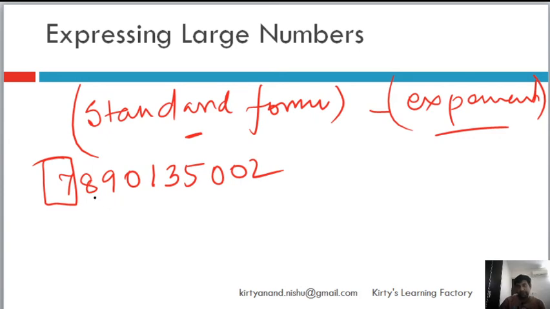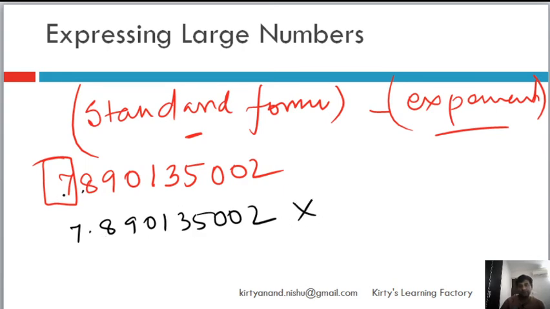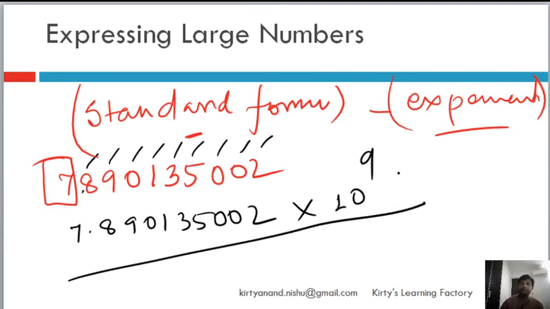Now let's take this number. If I have to put a decimal point here and I have to make it 7.8901350002, which basically is the ask of the standard form, what will I have to multiply this with so that the original value is the same? Let's count how many digits are here. 1, 2, 3, 4, 5, 6, 7, 8, 9, which means 10 raised to the power 9, and that's my standard form. Simple as that.